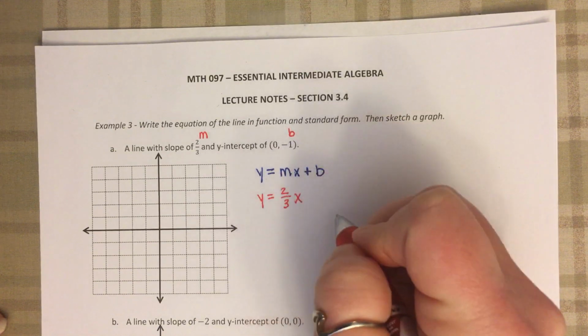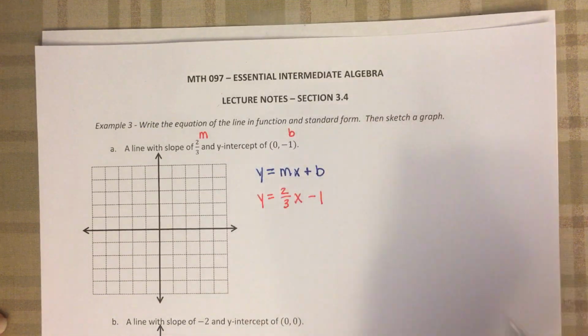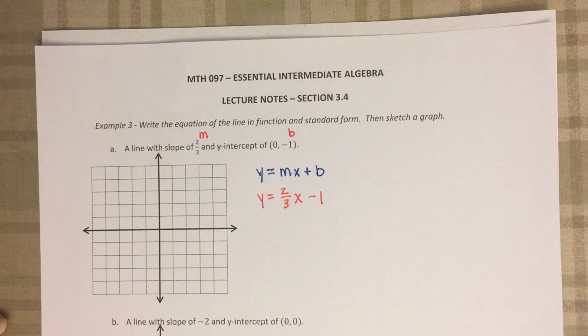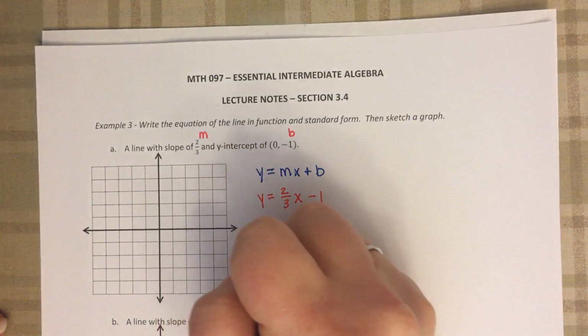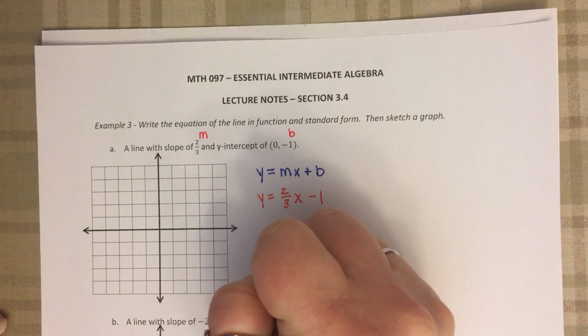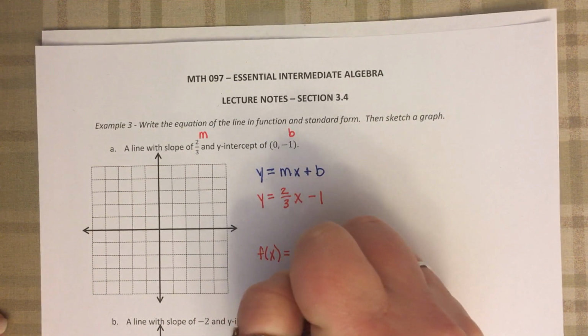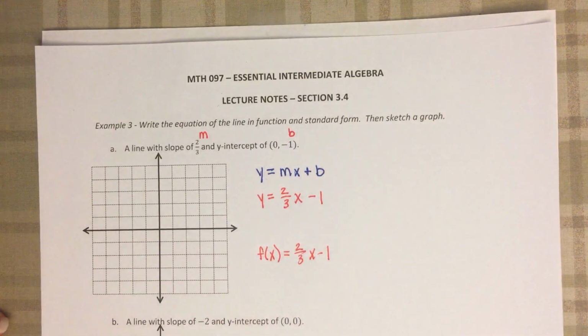And b is a negative 1, so we're going to write minus 1. So what we have here is our equation in slope-intercept form. Notice that our answer asked for our equation of our line in function form. Function form means we're just going to replace this y with our function notation f of x. So in function form, our answer is going to be f of x equals 2/3 x minus 1. So function form is our slope-intercept form, and we're just replacing our y with our f of x.